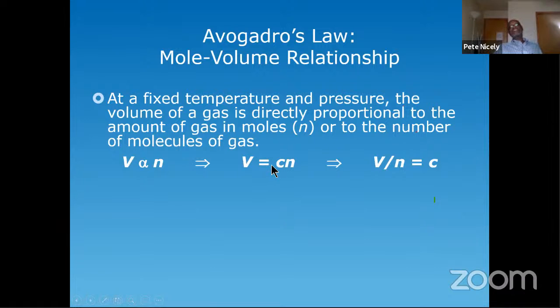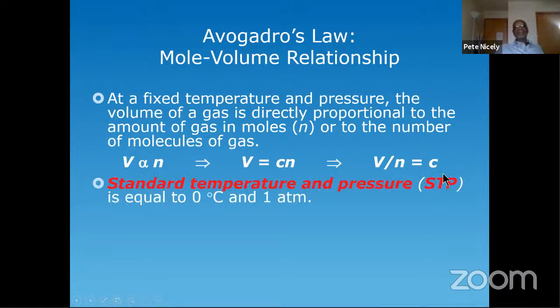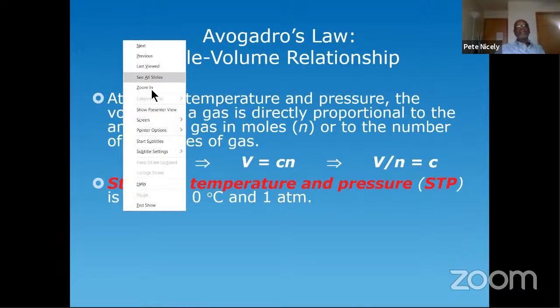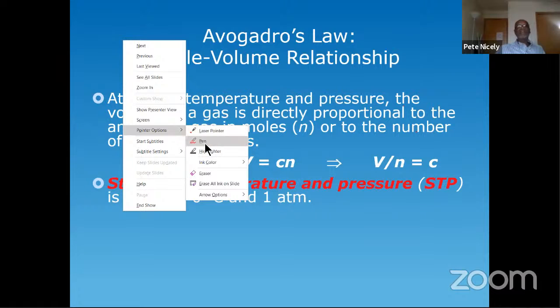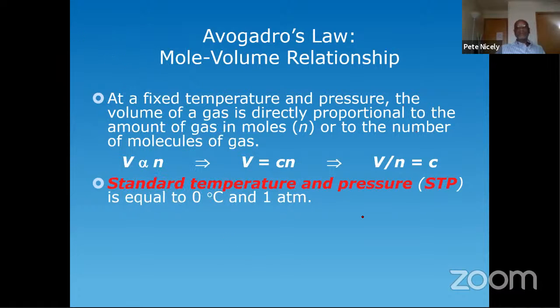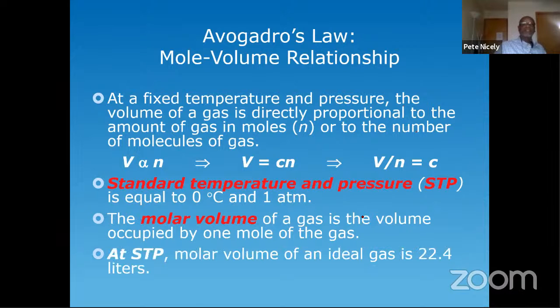So one way of expressing it is this way: the volume is directly proportional to the number of moles, or the volume is equal to a constant times the number of moles, or the volume divided by the number of moles is equal to a constant, or another way of stating it, which is more mathematically convenient when it comes to problem solving exercises: V1 over N1 is equal to V2 over N2. All right, so this here is a mathematical expression of Avogadro's law.